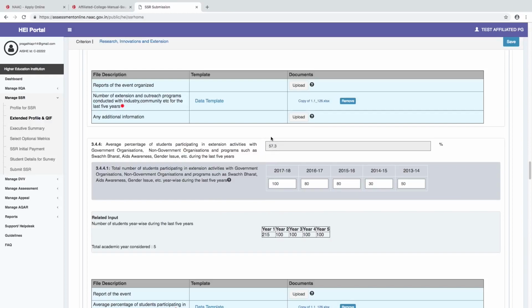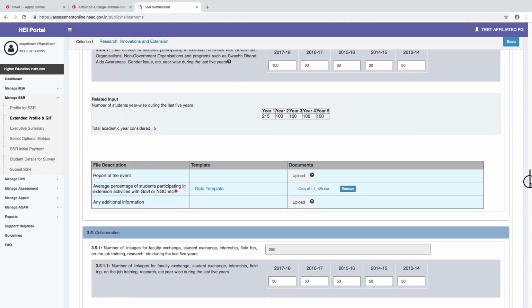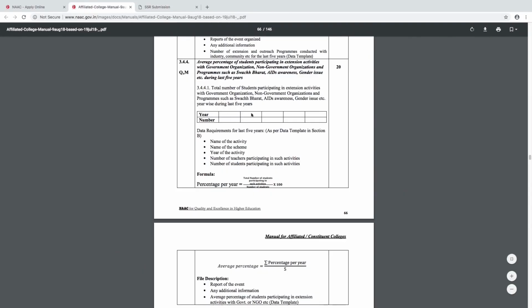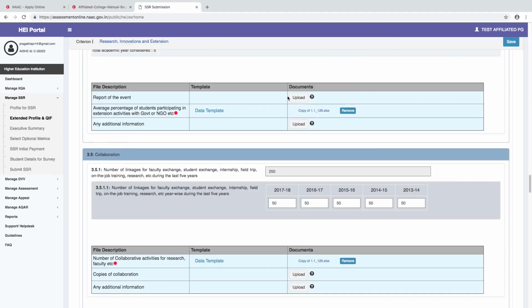This value will be marked against a benchmark in the system, and that benchmark will be multiplied by the weightage of the question. In this case the weightage of the metric is 20, and hence the score of the institution on a scale of 0 to 4 will be multiplied by 20 to get the final value here.